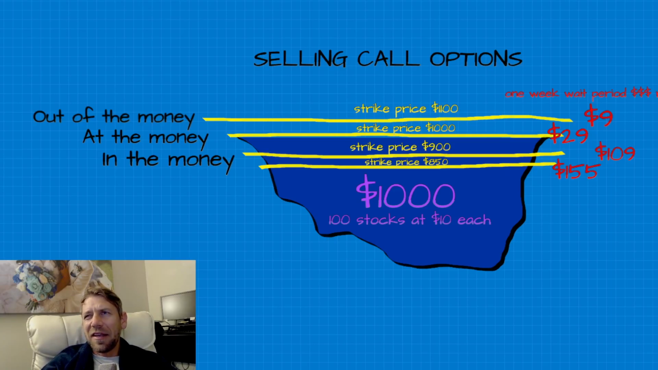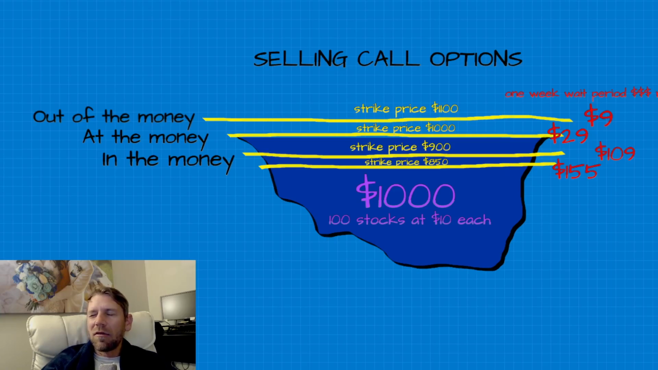This is a lake over here. And this lake represents all the value of your stocks that you have. Let's say you have $1,000 in your account and you decided to buy 100 stocks that are valued at $10 each. All right, that makes 100 shares times 10, $1,000 account. All right, so far so good.